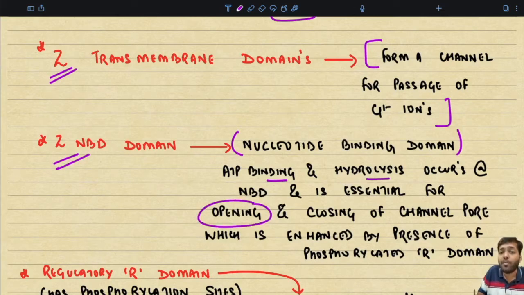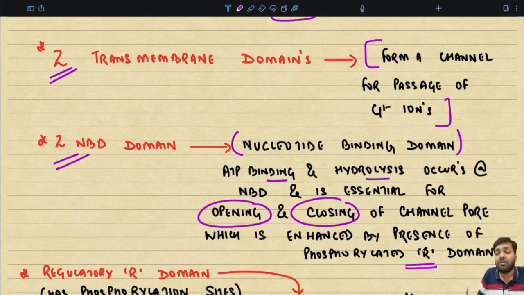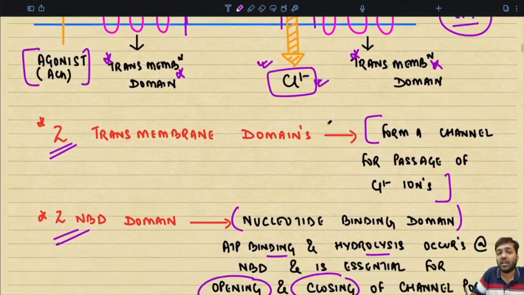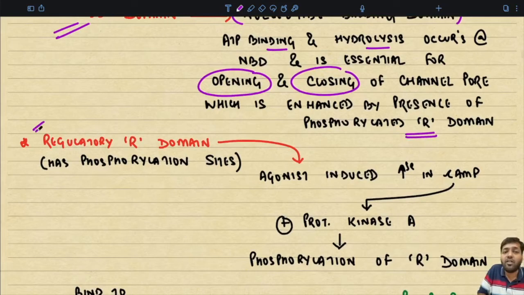for the opening and closing of the channel pore, which is enhanced by the presence of the phosphorylated regulatory domain. So remember that ATP binding and hydrolysis at the NBD domain is essential for activation of the CFTR anion channel and subsequent chloride secretion. And lastly, we have the regulatory R domain, which has the phosphorylation site.